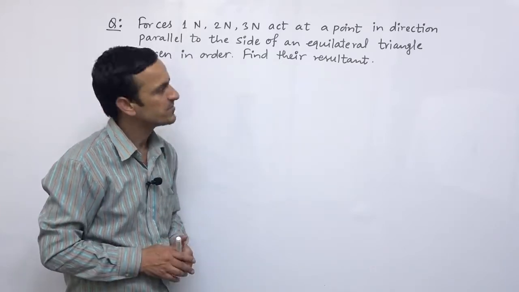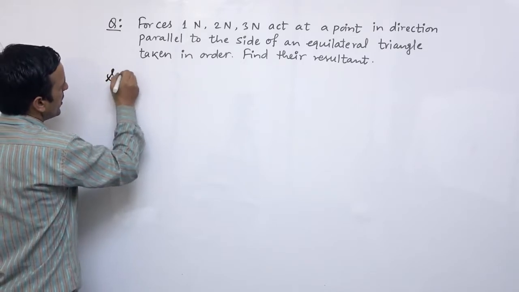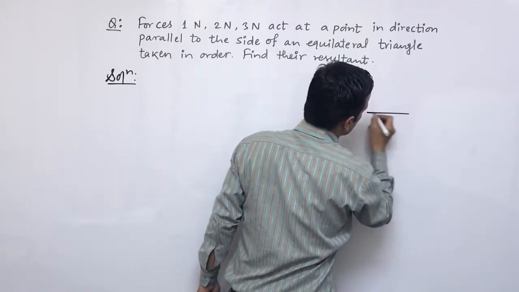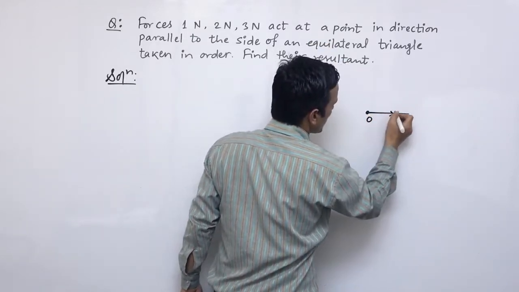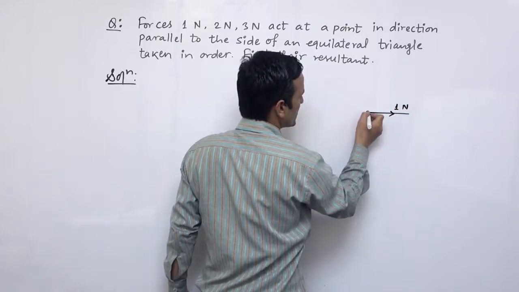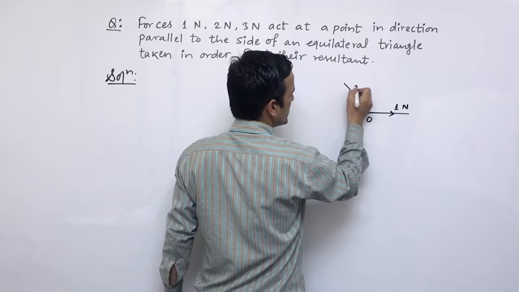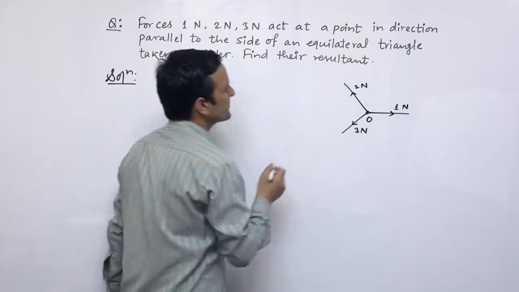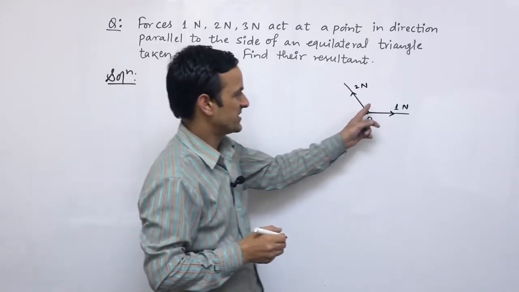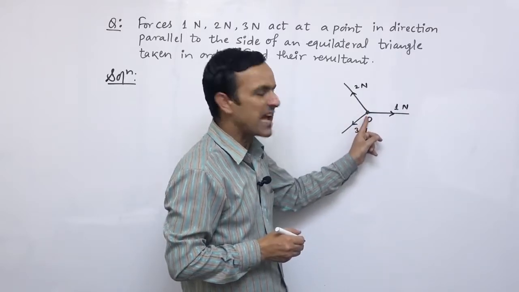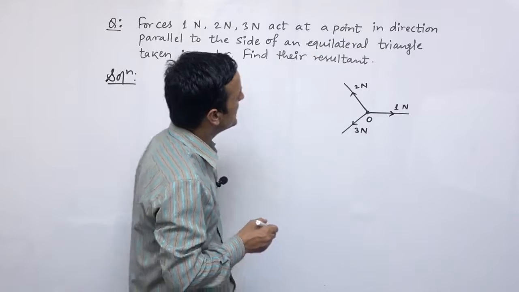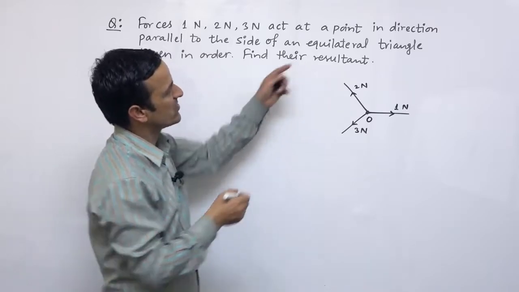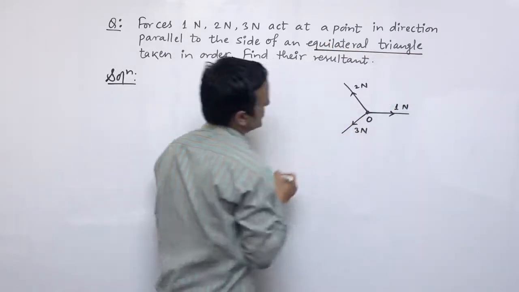Now let's see, so our solution is: three forces, so one of the forces here at point O. One force is 1 Newton, another force is 2 Newton in order, another force is 3 Newton in order. So these are the three forces, 1 Newton, 2 Newton, 3 Newton acting at a point. And with these three forces we make an equilateral triangle, parallel to the three forces. We are making the equilateral triangle here.